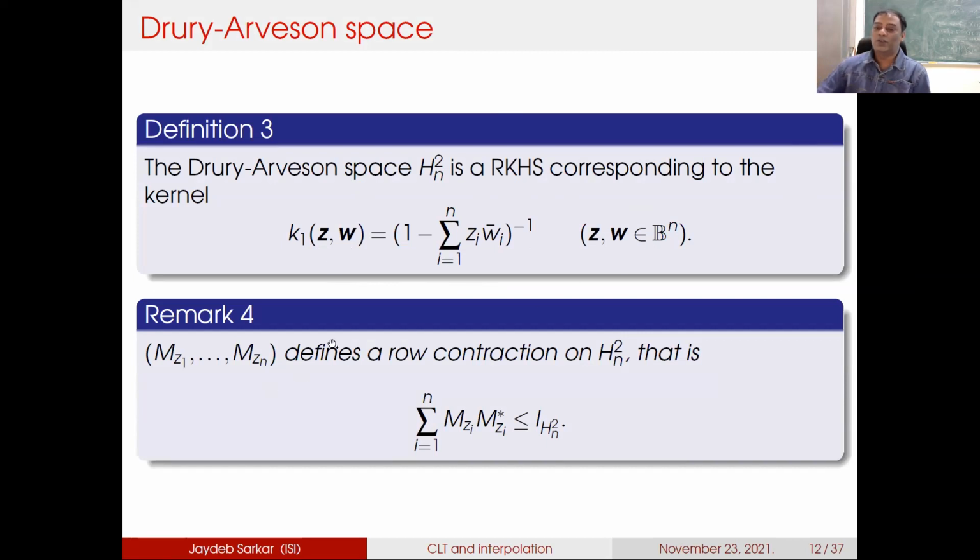The second thing on this particular space, and that's the point, is that you can talk about the multiplication operators M_{z_1} up to M_{z_n}, you're in n variables, and that gives you a row contraction on H^2_n. So this is the definition of row contraction, and certainly you are looking into it in Michael's lecture.